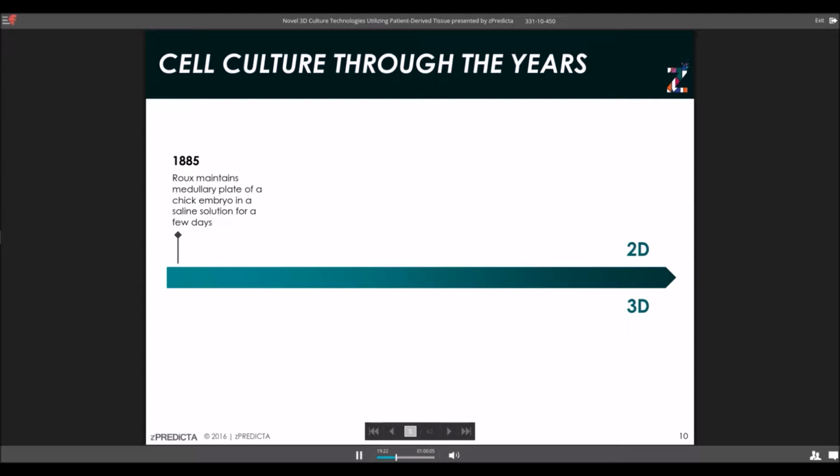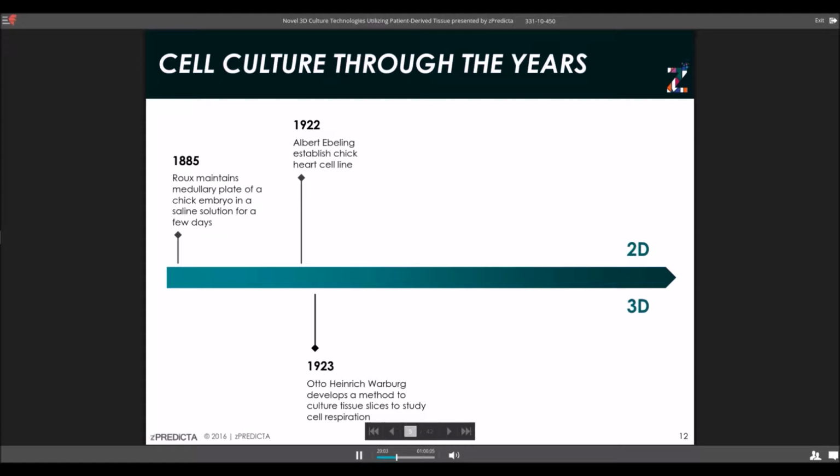Just as a general overview, the cell culture paradigm really started in the 1800s with the ability to maintain a medullary plate from the chicken embryo. He did it in a saline solution, and those cells survived for a couple of days, which was really an improvement over anything else that was done before. Then Ebeling in 1922 was able to set up a first real cell line from a chick heart. The cell line was propagated over a number of years, and this was really the first illustration that cells can be maintained long-term in culture.